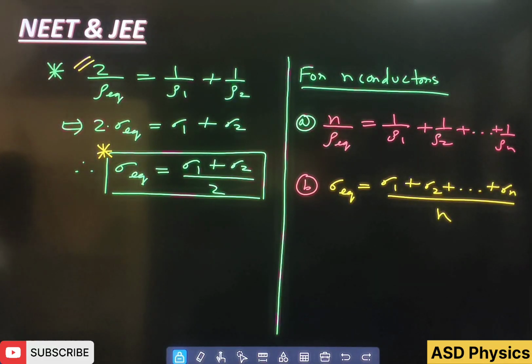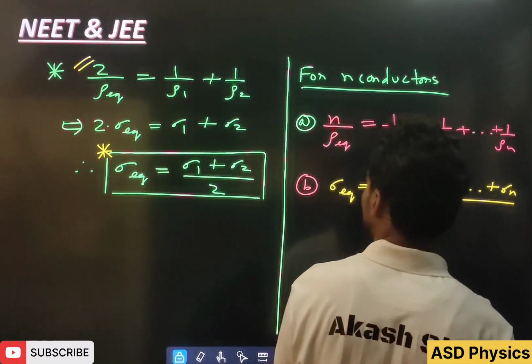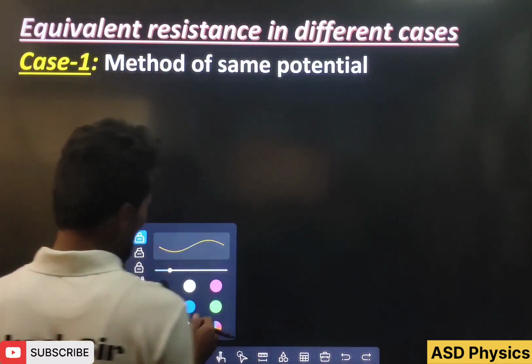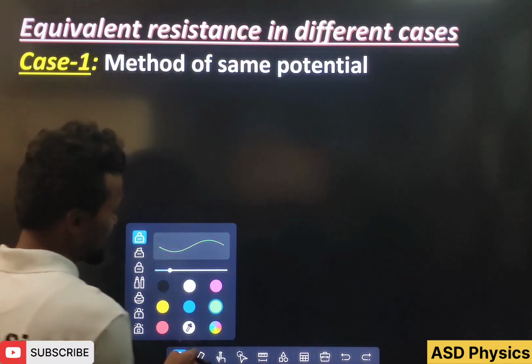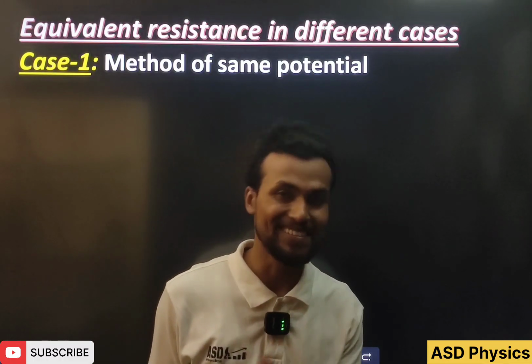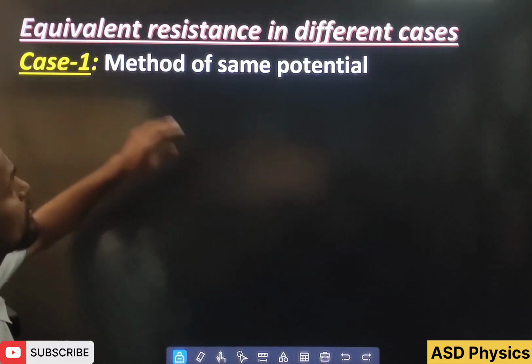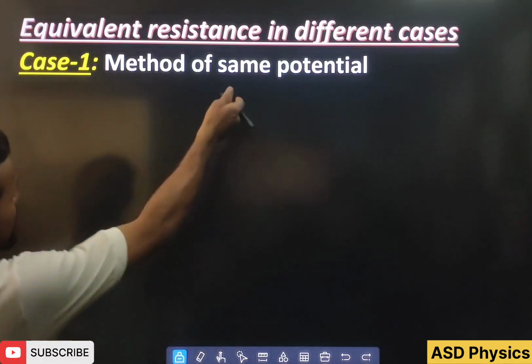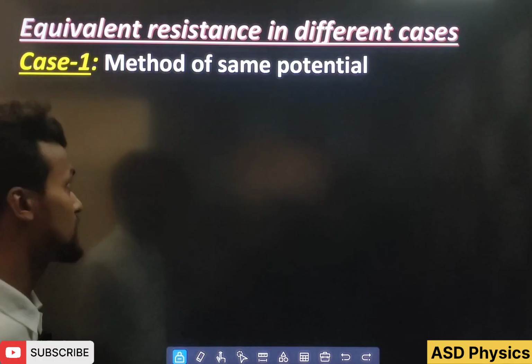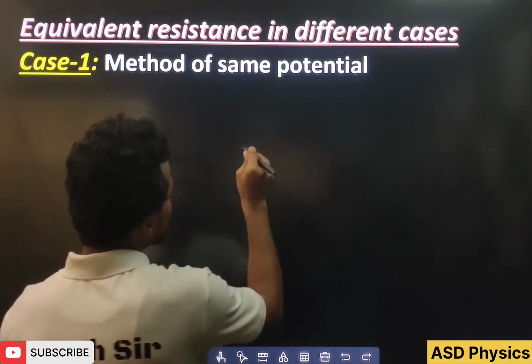So students, remember that in this case we have learned how to deal with parallel combination for n conductors. Now students, after completing the equivalent resistivity, we will go for equivalent resistance. See here, equivalent resistance in different cases. First, we are going to see the method of same potential. So what is the method of same potential?